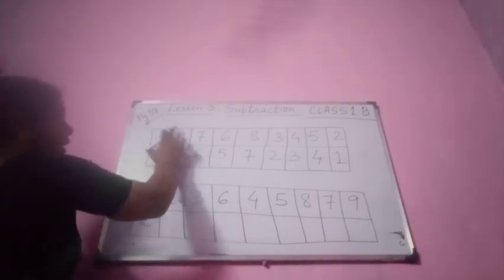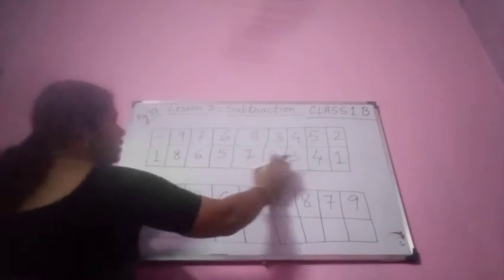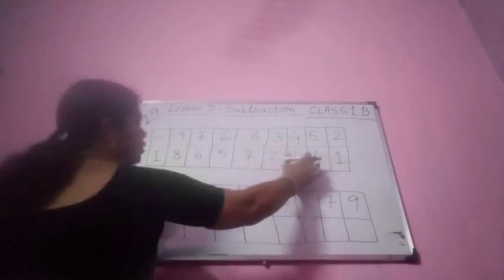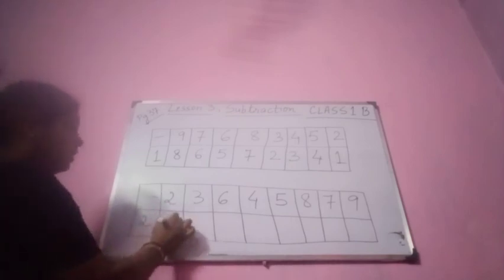Once again you see how I am doing this. Okay, 9 minus 1 is 8. Remember that. 7 minus 1 is 6. 6 minus 1 is 5. 8 minus 1 is 7. 3 minus 1 is 2. 4 minus 1 is 3. 5 minus 1 is 4. 2 minus 1 is 1. Okay, next one you see. 2 minus 2 will be 0. Okay, this is number 1.